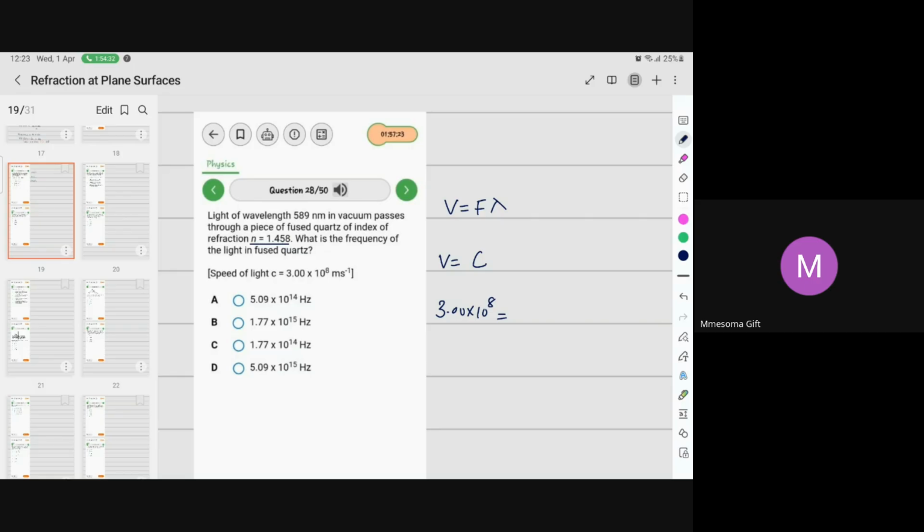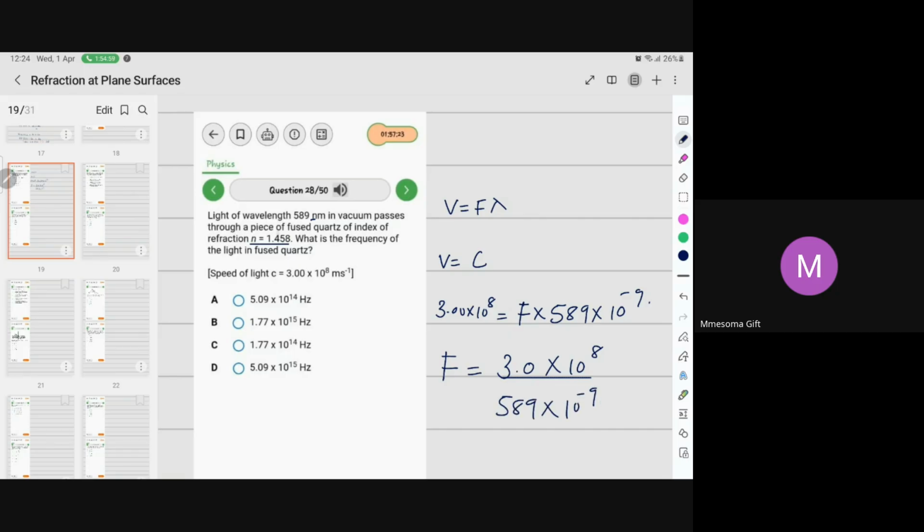So when you have that, you just divide through by lambda. Remember that this thing means nano, right? Times, this is F times what? 589 times 10, that is nano, right? To the power of -9. Make F subject of the formula. So you have that 3.0 times 10 raised to the power 8 is equal to what? 589 times 10 raised to the power 9.